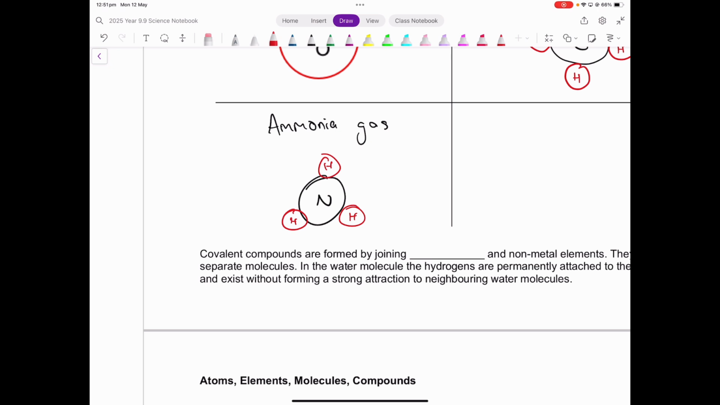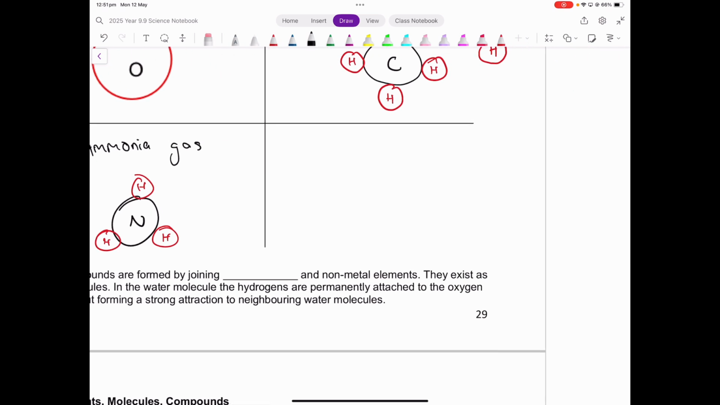How many does hydrogen have in its outer shell again? 1. And how many hydrogens do I have here? 3. So how many electrons do I have altogether? 8. And what does that make? It makes a complete outer shell for? Yeah, nitrogen. It makes a complete outer shell for nitrogen, and nitrogen is going to share 1 electron with each hydrogen so that they all have a complete outer shell.